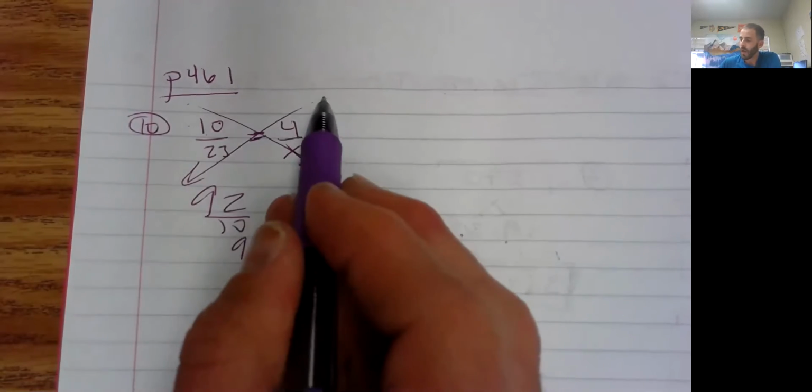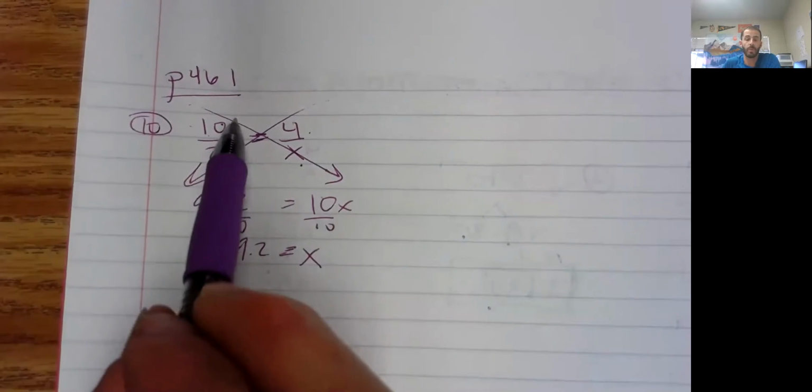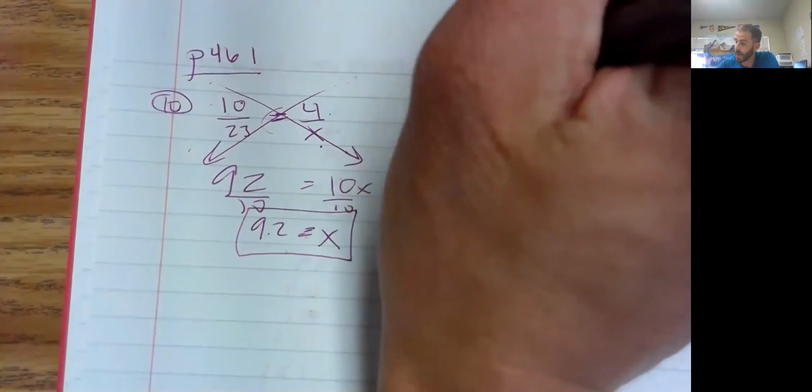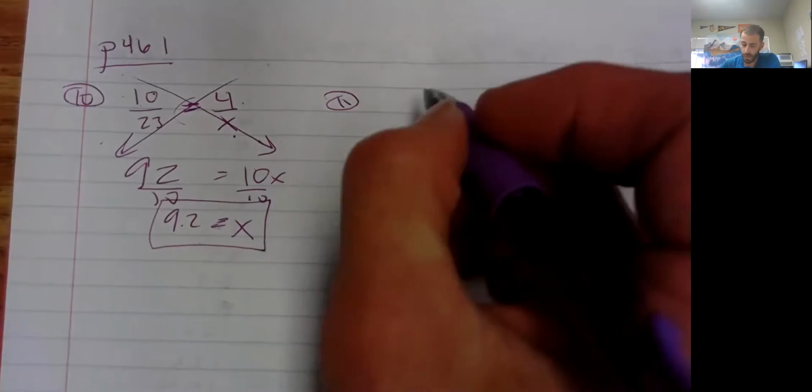The way I do it is I cross multiply, and I can just follow my arrows, multiply this way, multiply that way, because there's an equal sign. Don't get this confused with other things in math. Now let's do numbers 11 and 12, which are a little bit more complex.